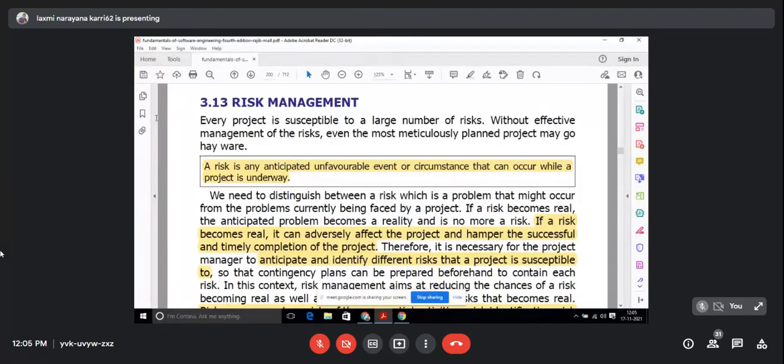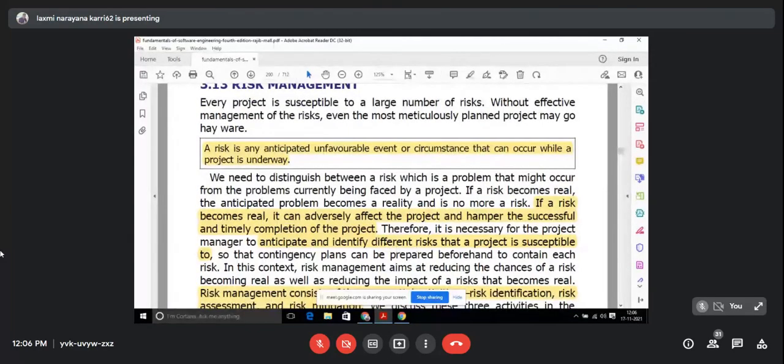Good afternoon, class. Today we are discussing risk management. A risk is an anticipated unfavorable event or circumstance that can occur while a project is underway. If a risk becomes real, it has adverse effects on the project and stops its successful and timely completion of the project.